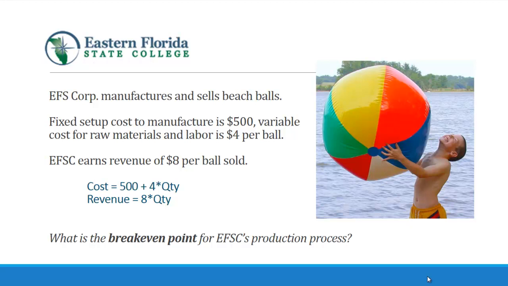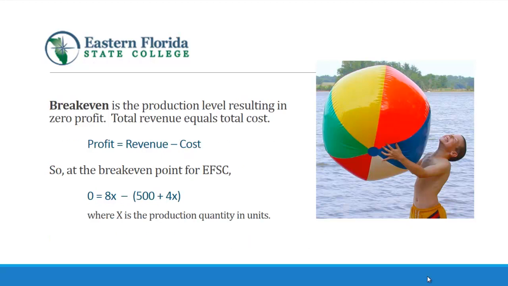Now, what is the break-even point for EFSC's production process? Break-even is defined as the production level resulting in zero profit. In other words, total revenue equals total cost, or profit equals revenue minus cost. So at the break-even point for EFSC, our profit equals $0. That equals our revenue of 8 times the quantity minus the cost component of $500 fixed cost plus a variable cost of $4 times the production quantity.